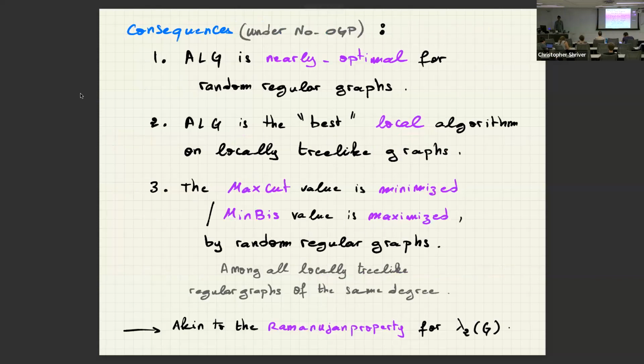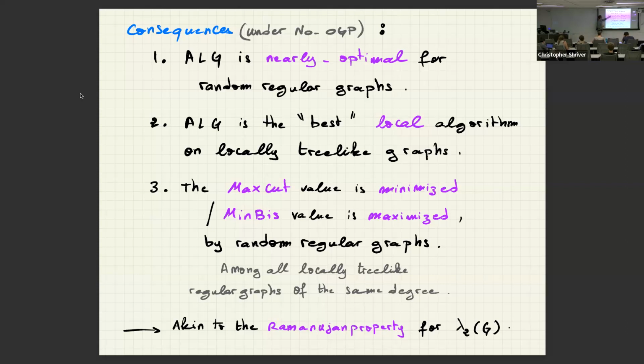Perhaps before doing that, some consequences under this assumption of no OGP. This algorithm is, as we've seen, nearly optimal on random regular graphs. So the algorithm applies to all graphs that are of large girth. But in the particular case of random regular graphs, it's optimal, because that's the value, up to those errors, little o of n, little o of square root k, etc.